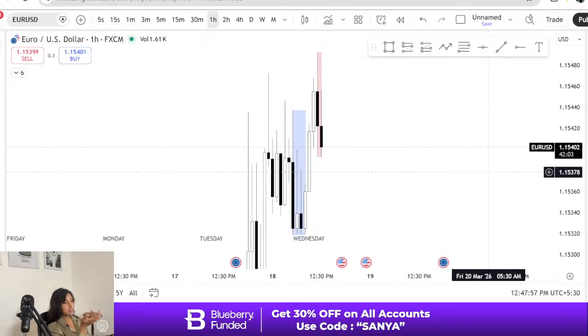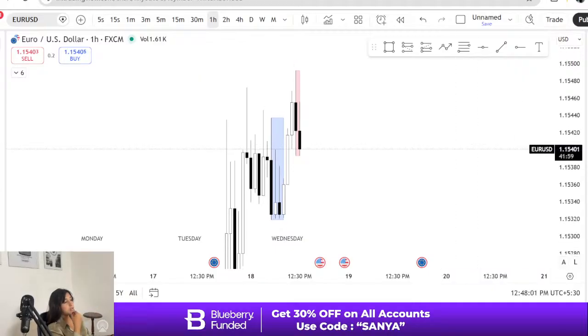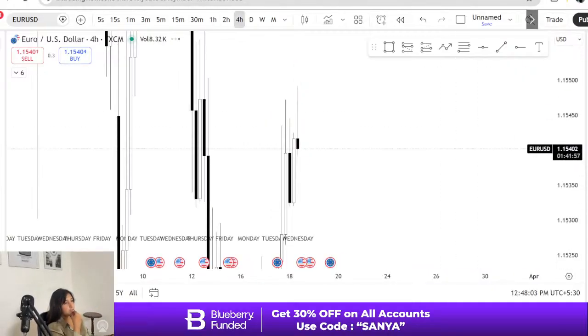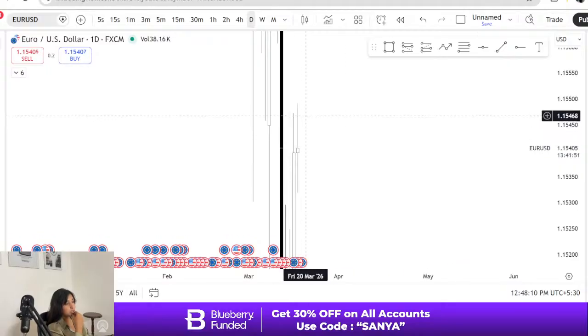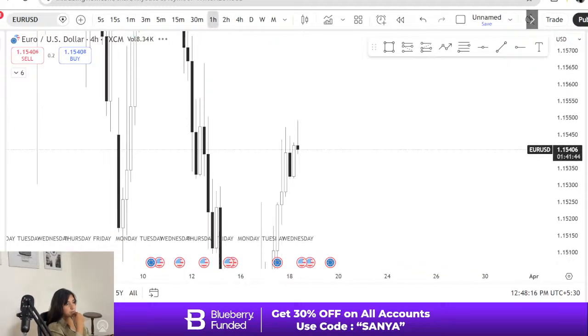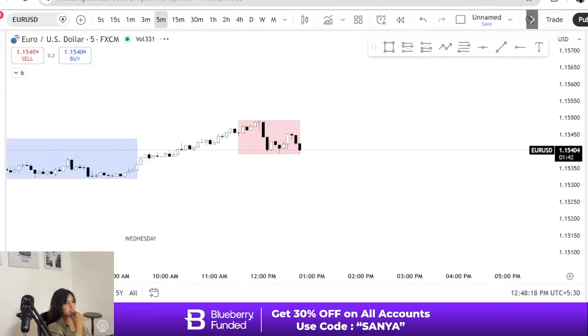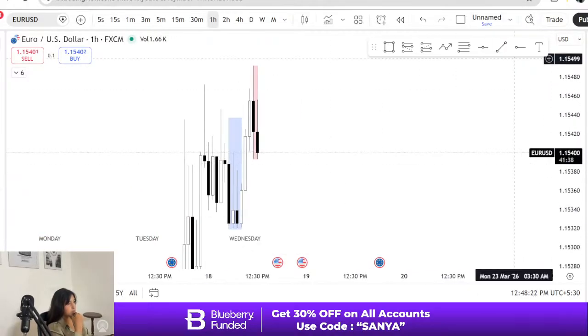As of now, the 1 hour is already flipped, so there's a high chance that we are already getting a sell position. But let's see. The 4 hour is also flipped, and the daily as well, because the daily has taken the liquidity of the previous day high. So let's see if we can get the trade setup today. If not, then we are not going to trade.